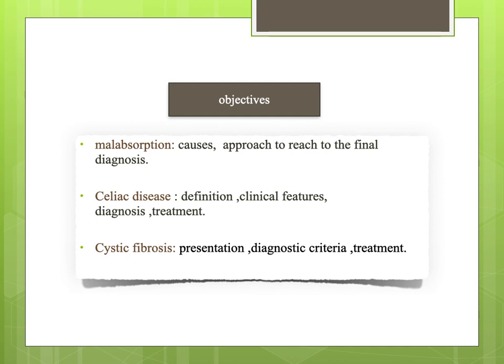In this lecture, we're going to speak about three important subjects, starting with malabsorption, its causes, and the approach to reach the final diagnosis. Also, we're going to discuss celiac disease as a very important subject. We're going to learn its definition, clinical features, how we can diagnose a child with celiac disease, and finally, what is the treatment. Also, we're going to speak about cystic fibrosis, the presentation of the disease, diagnostic criteria, and treatment.